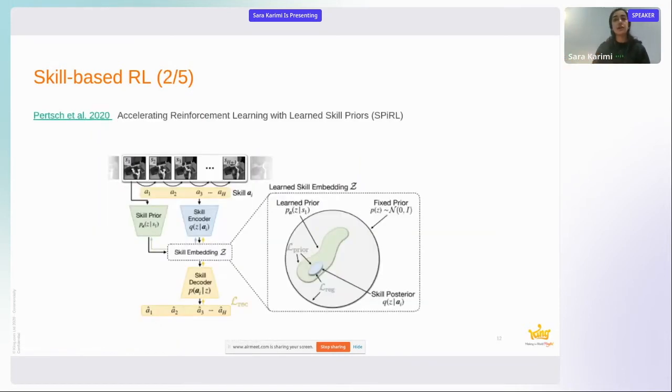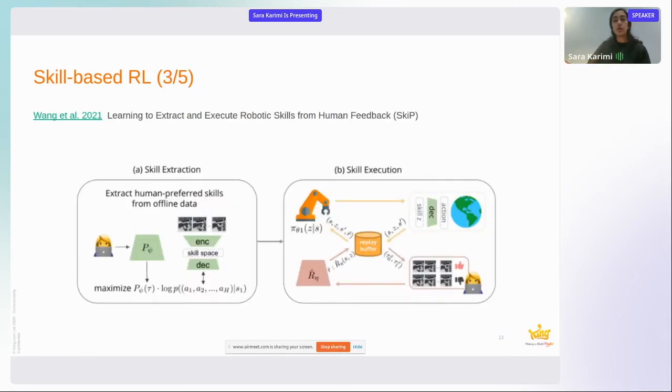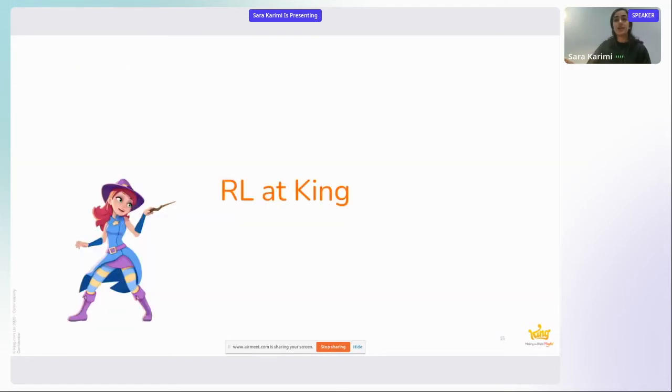And this is an example of a paper that has been the basis for a lot of recent works. The algorithm is called Spiral. Maybe you have heard of it. They propose an autoencoder model, and they learn a skill embedding using this autoencoder from the demonstration data, from the offline data. And then later they apply an online reinforcement learning algorithm that learns a policy that outputs basically these skills. This is also another paper that works on a similar topic. I'm going to just go fast to get to the King part.